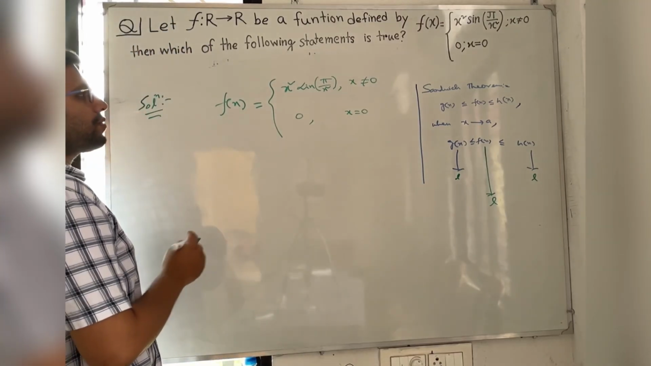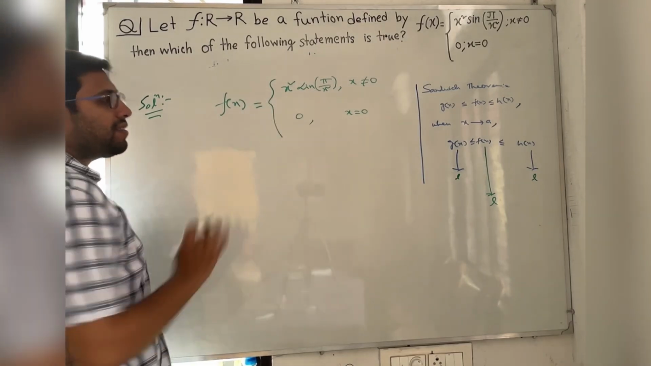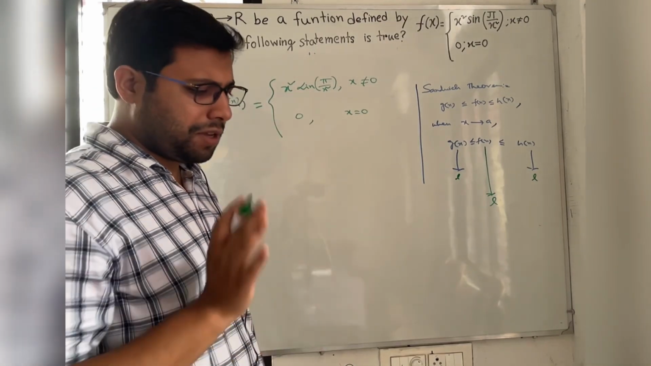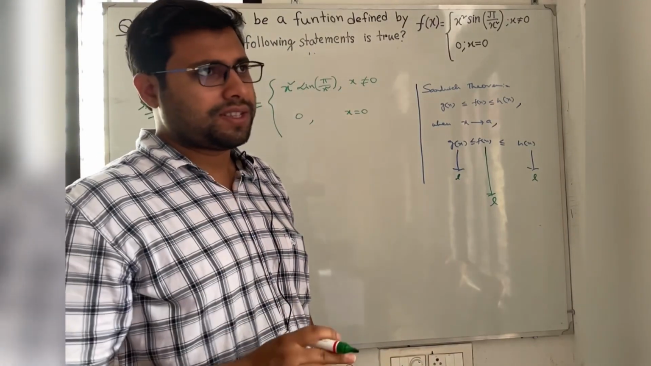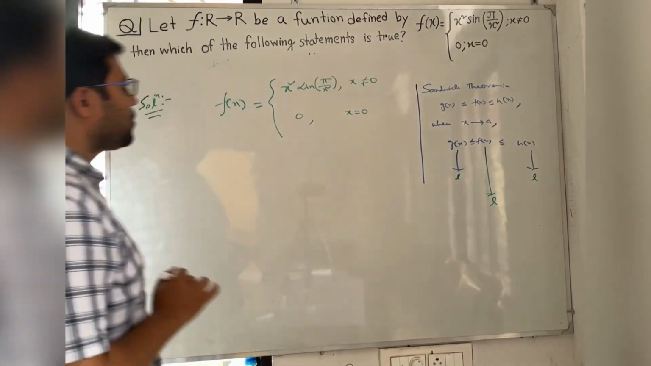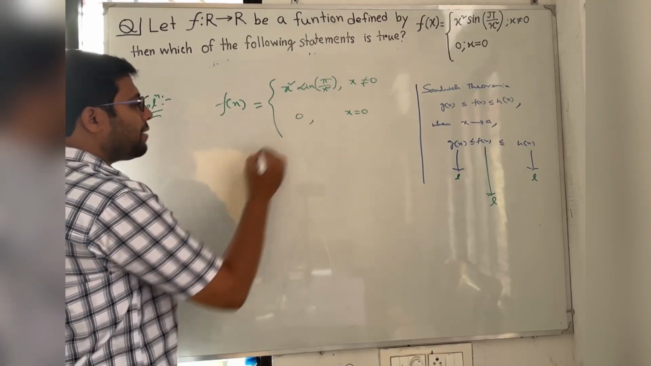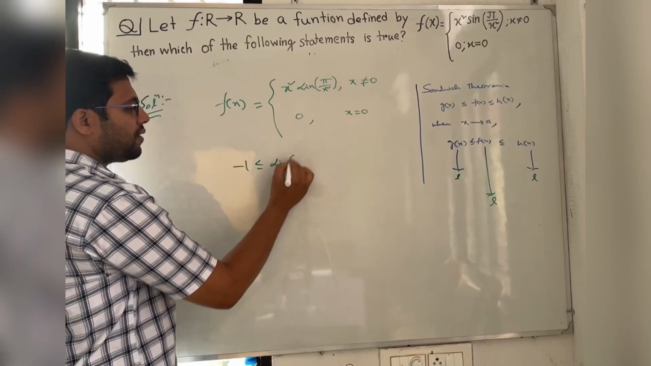Now, students, as we know, the range of sine x lies between -1 to +1. Whatever it may be, x, x square, pi by x, or something else, sine theta always lies between -1 to +1. Okay, so we can start from here. So sin(pi by x square) always lies between -1 to +1.